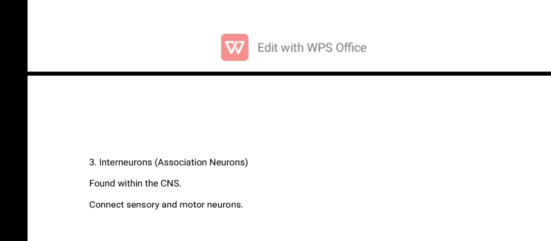Now, these three classifications of neurons based on function have places where they can be found. Your assignment is to go and look for where each of these neurons can be found. Where can we find the sensory neurons? Where can the motor neurons be found? And also, where can the interneurons be found? You get it? So I will see you in the next video where I'll be talking about the neuroglial cells.